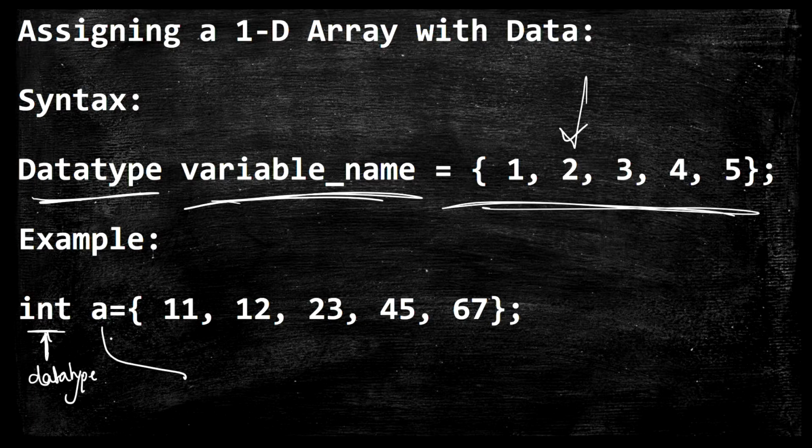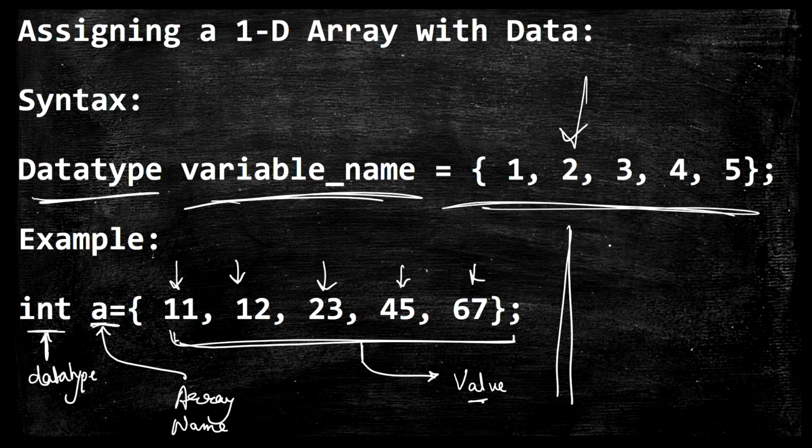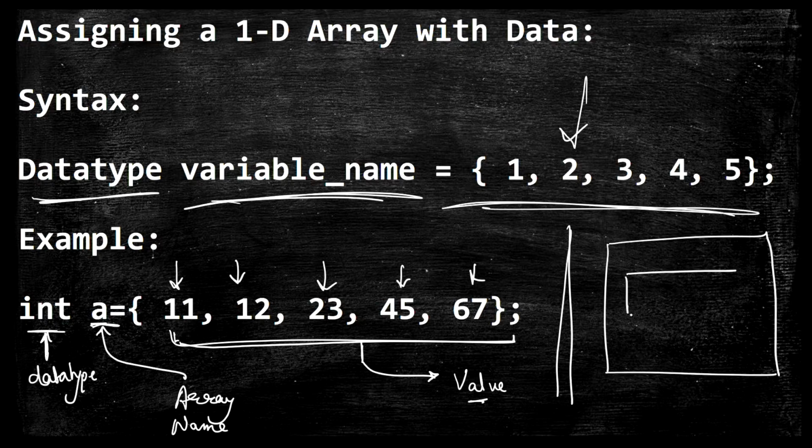This is the array name, and here are the values which are assigned to the array. So what will this statement do? How many spaces? 1, 2, 3, 4, 5. Inside the memory, it will create a space for variable a and will store 5 values over here.